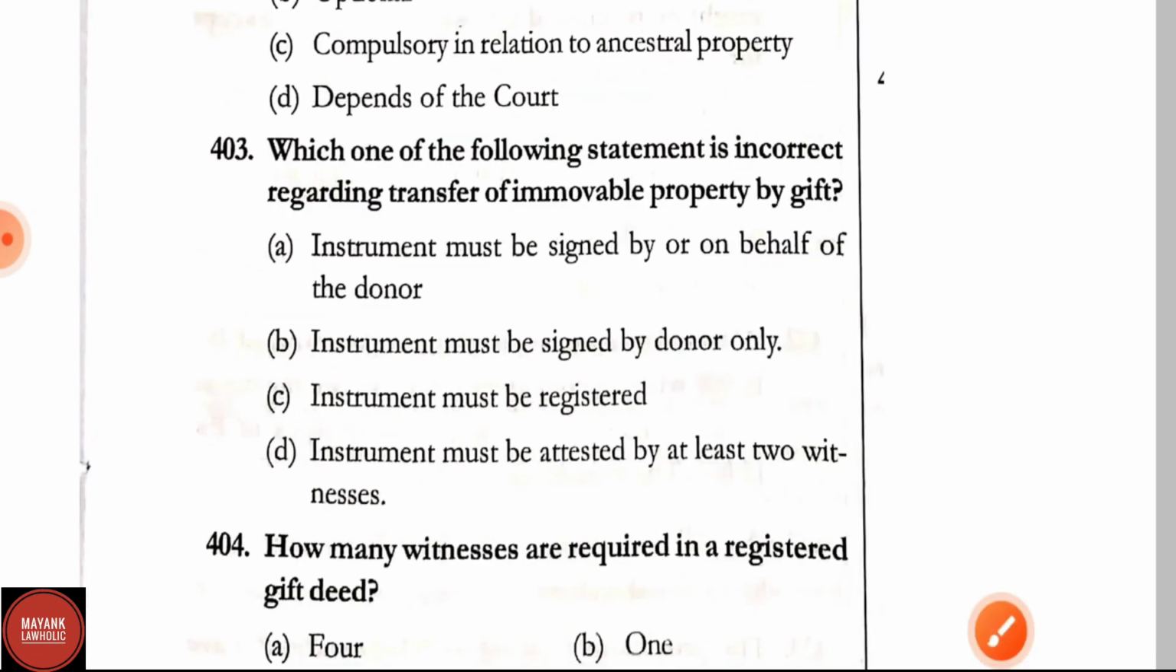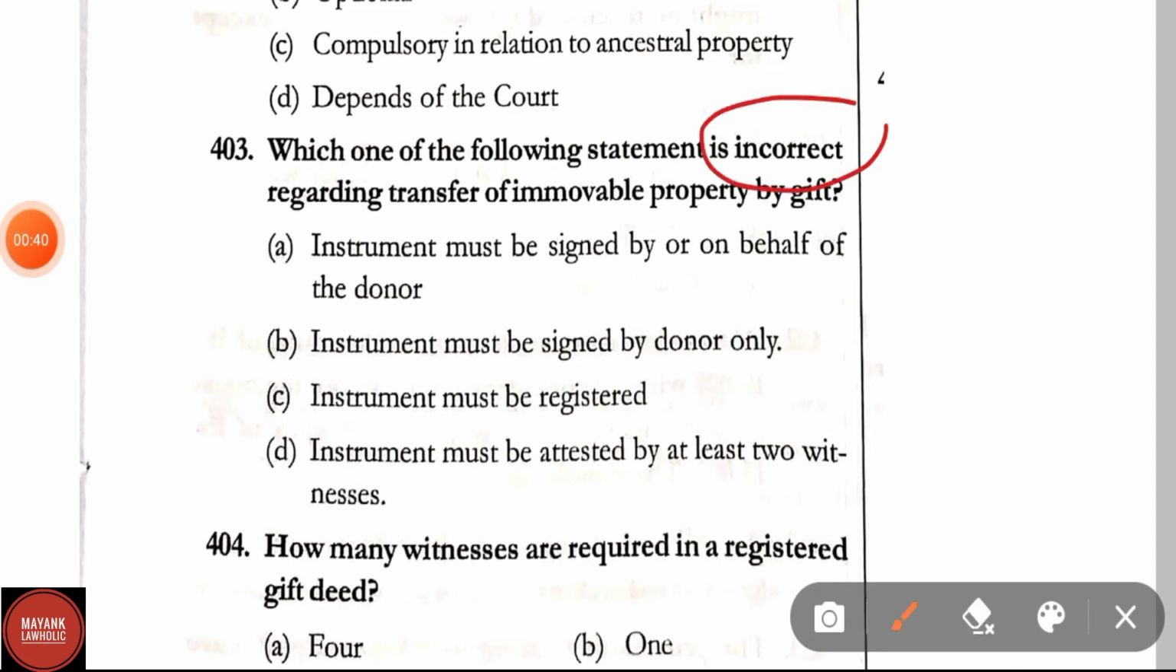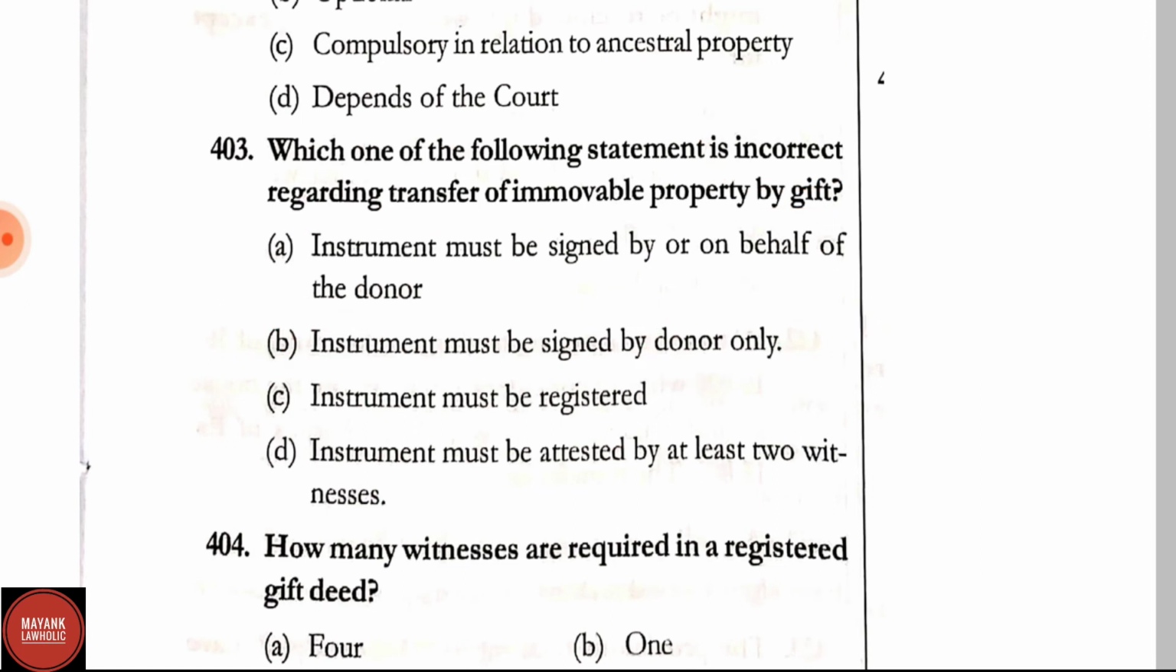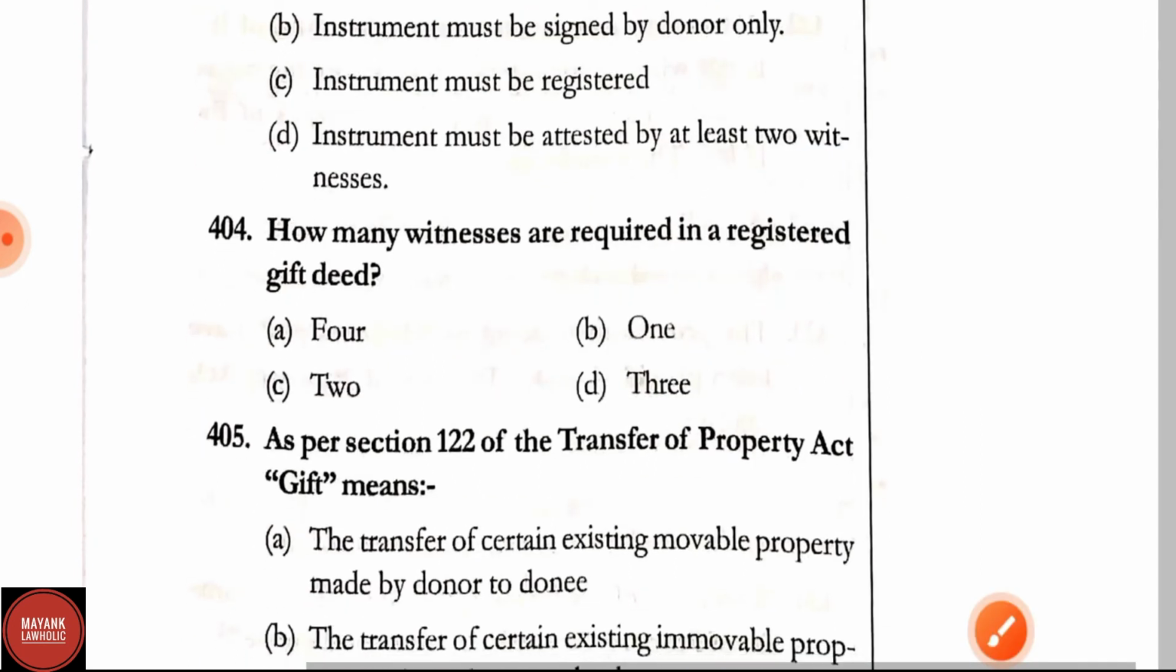Question number 403. Which one of the following statements is incorrect regarding the transfer of immovable property by gift? Options are: instrument must be signed by or on behalf of the donor. Instrument must be signed by the donor only. Instrument must be registered. Instrument must be attested by at least 2 witnesses. Here it has been asked which is incorrect. So option B is incorrect, that instrument must be signed by the donor only. Both donor and donee will be the right answer.